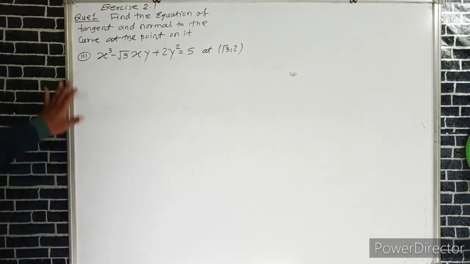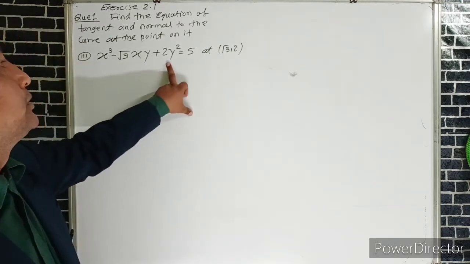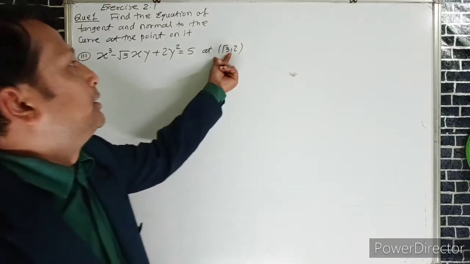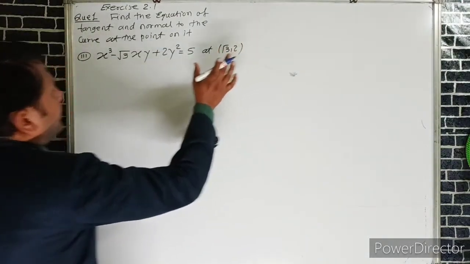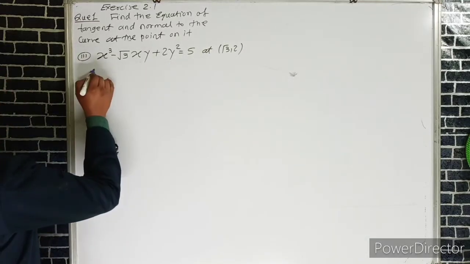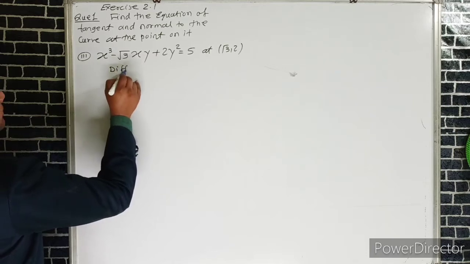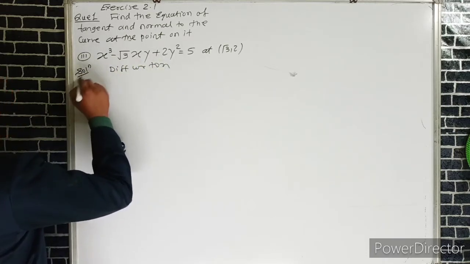So here again, example number 3: x cube minus root 3 xy plus 2y square equals 5, at the point (root 3, 2). Here, if we differentiate with respect to x, we get the value of dy upon dx.